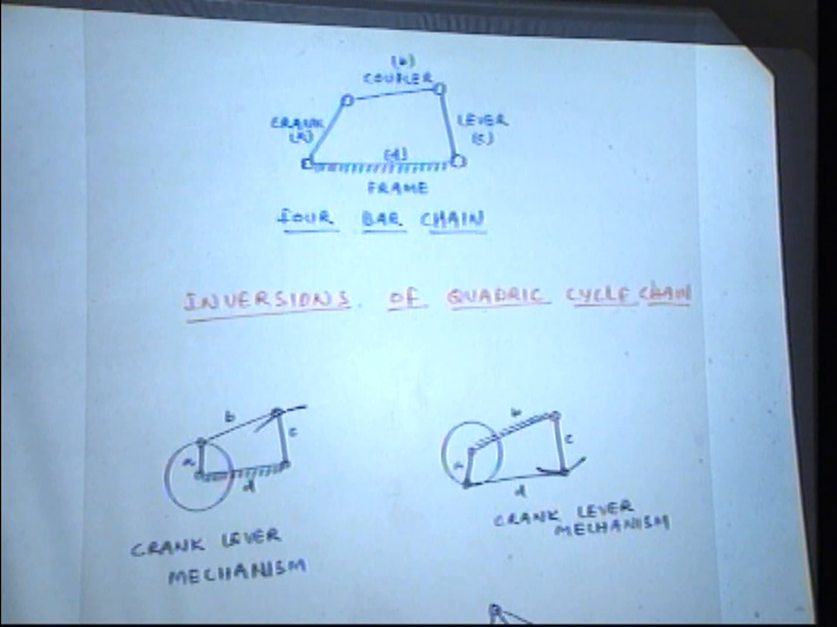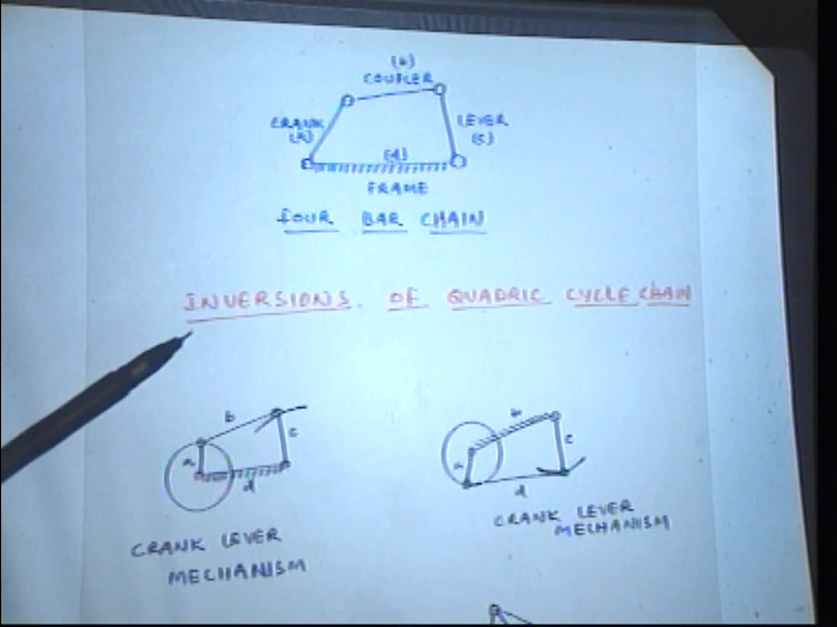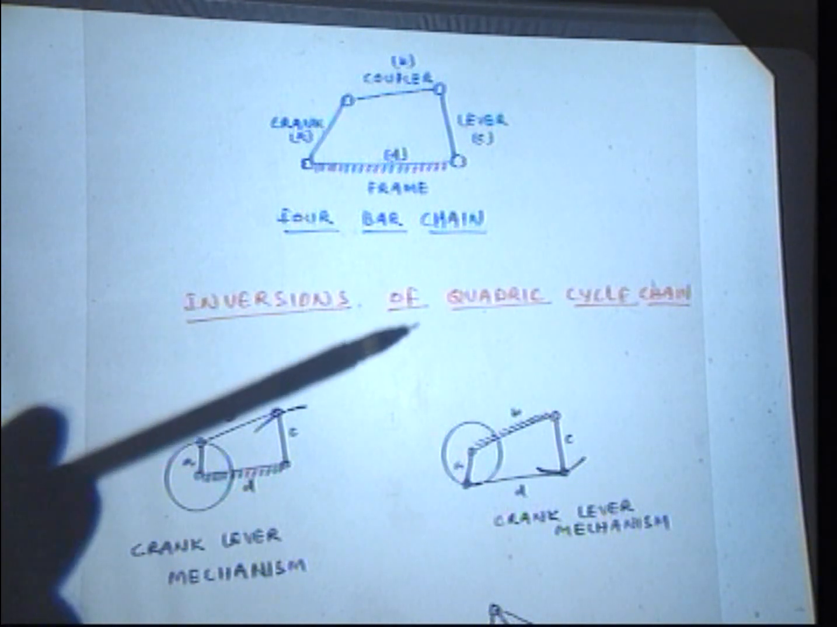A 4 link mechanism or linkage is the most fundamental of the plane kinematic linkages. It is a much preferred mechanical device for the mechanization and control of motion due to its simplicity and flexibility. We have already discussed the inversion of a 4 bar mechanism. Now we go into further details: the inversions of the quadric cycle chain.